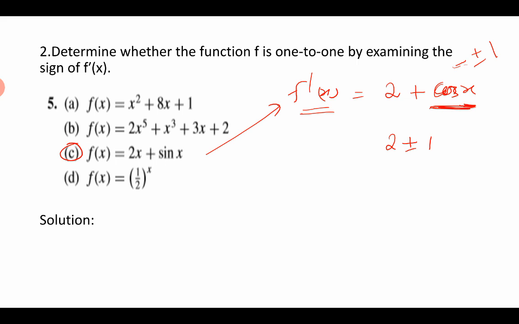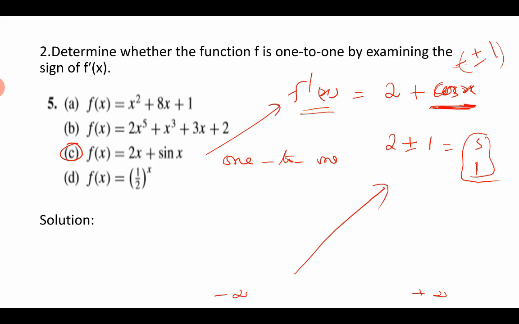The output of cosine, when you give input x, will be at most positive 1 or at least negative 1. All the values of cosine lie between these. So 2 plus 1 is 3, or 2 minus 1 is 1. Anyway, there is no negative value. So f prime is positive throughout the interval negative infinity to positive infinity, so this is continuously increasing, therefore this is 1 to 1.